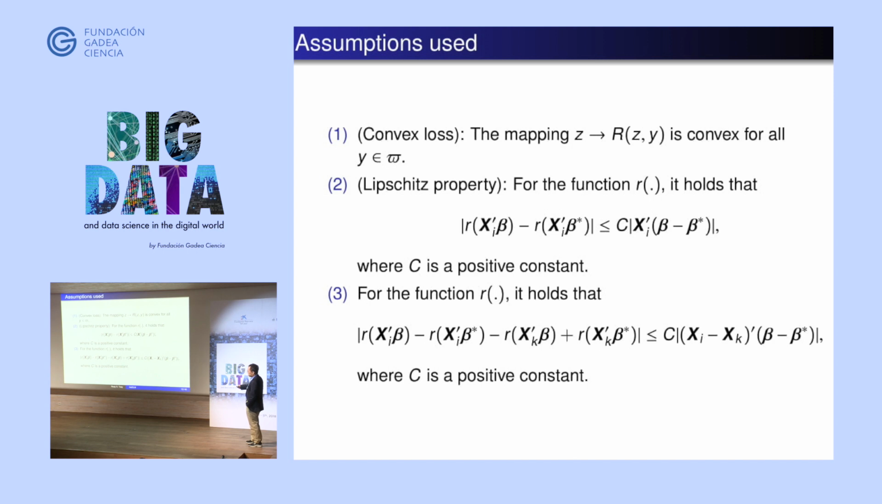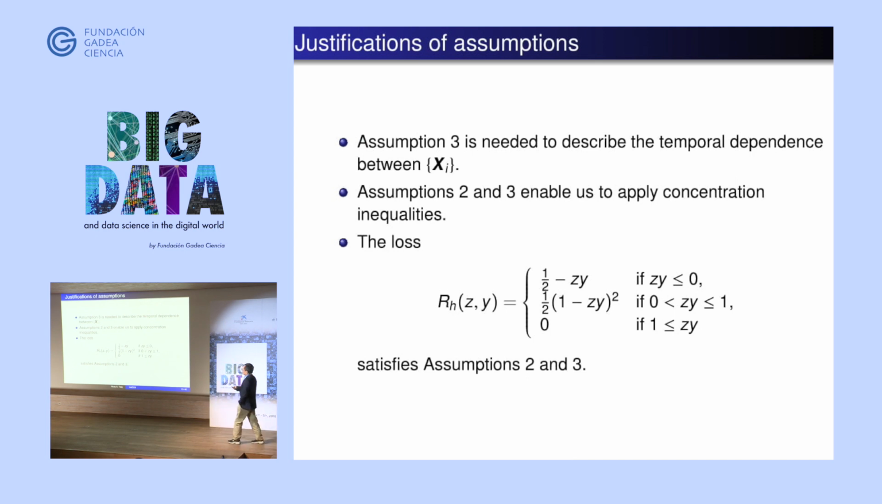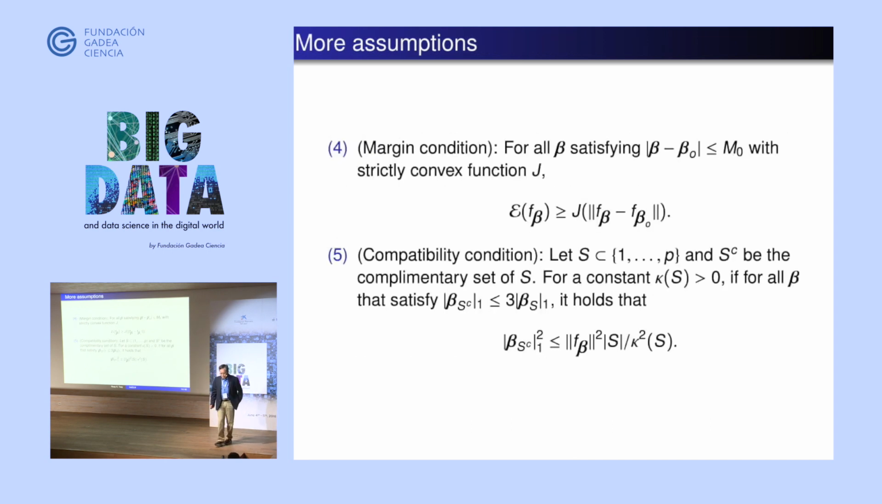Also, in the time dependence, for the time index, you also satisfy this type of condition, so you can handle that. There's some justification about that. Assumption 3 is needed for the temporal dependence. Assumptions 2 and 3 are needed for the concentration inequality. You can easily see that this loss function satisfies the condition. So the condition is not very strong.